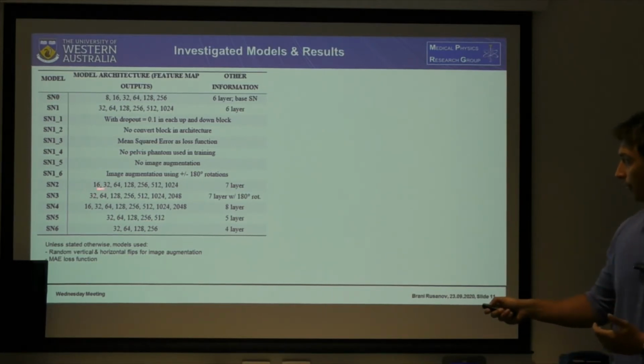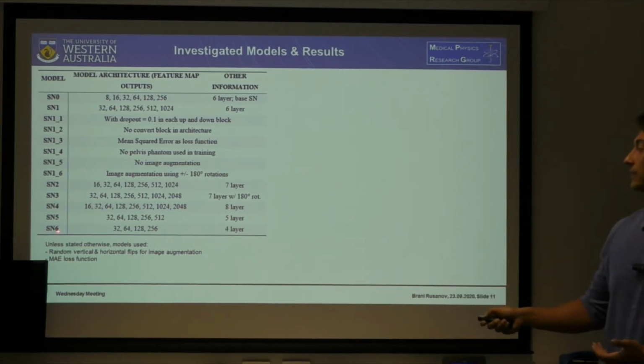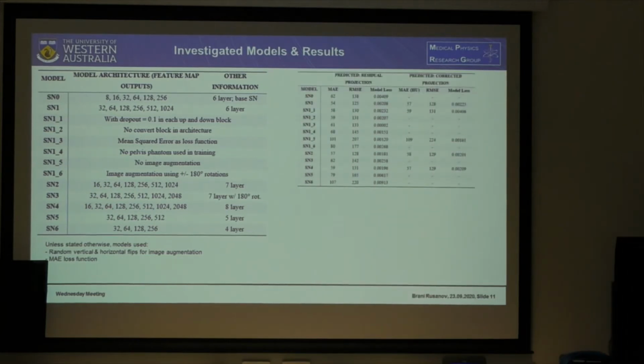With SN2, I increased the depth of the model to 7 layers from 6 layers. SN4 increased it again to 8 layers, and I also investigated simpler models for SN5 and 6 with 5 and 4 layers respectively. And unless otherwise stated, I should mention that the MAE loss function was used, as well as random vertical and horizontal flips for image augmentation. So what are the results?